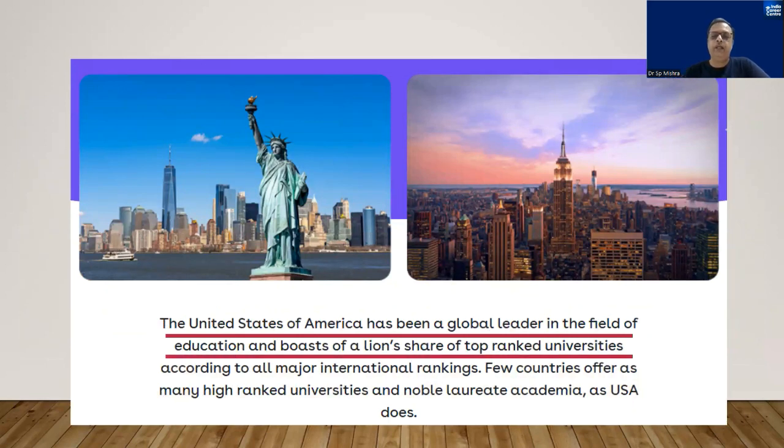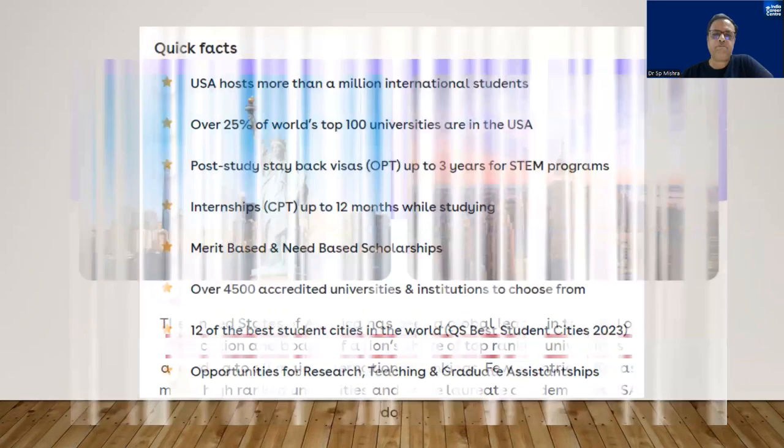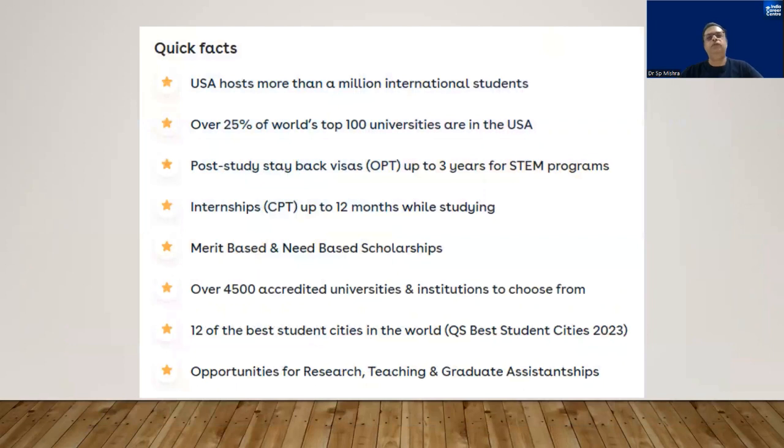and top ranked universities. There are ranking systems, as you might be aware, and in those, most of the top ranking universities are from the US. Some of the important points to note here are that the USA has 1 million, that is 10 lakh, international students at any point of time, and 25% of the world's top 100 universities are in the US.